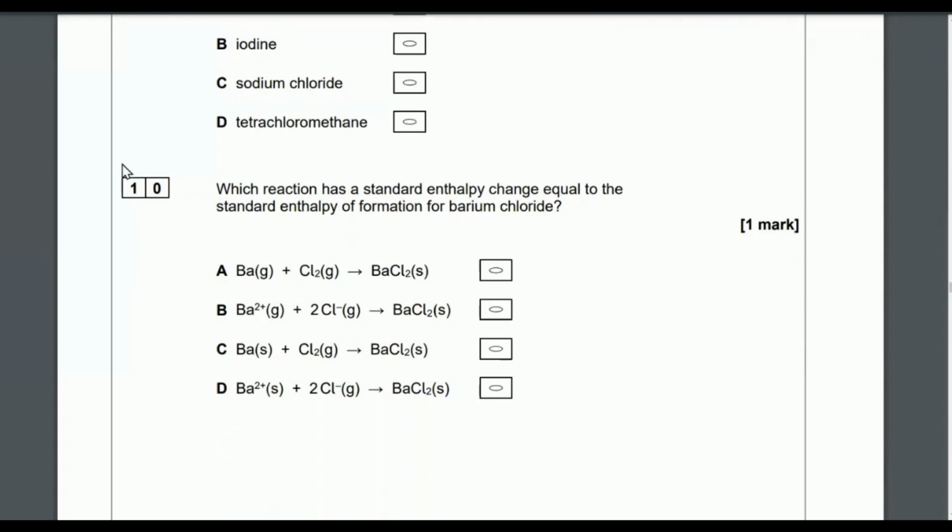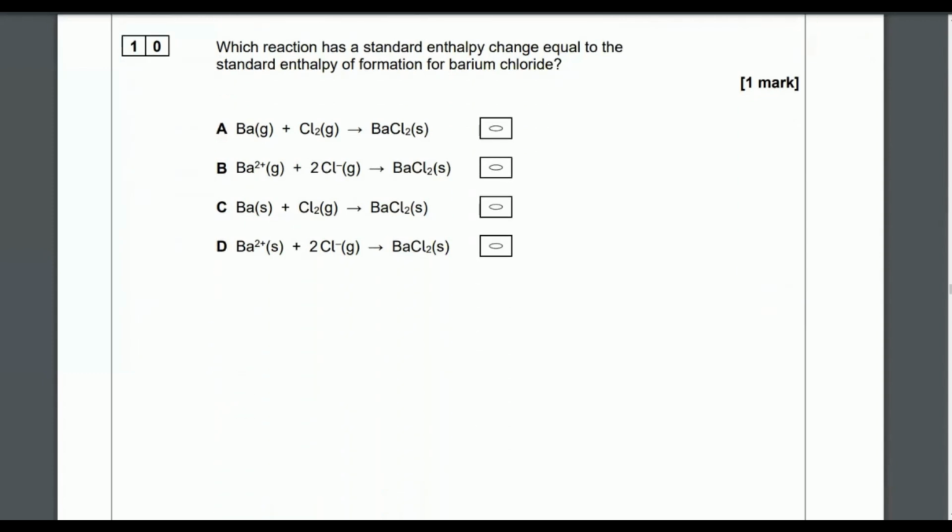Then let's check down to question 10. We've got which reaction has a standard enthalpy change equal to the standard enthalpy of formation for barium chloride? So what are they testing you on here? They're really testing you on, do you know your standard enthalpy of formation for barium chloride? What are your key things?